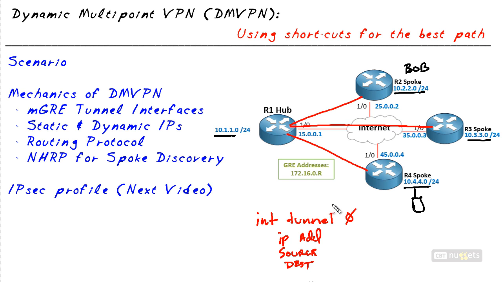And then adding a routing protocol on top of that, the 10.4.4 network could be advertised via the tunnel to R1. R1 could advertise that network to R2. And so Bob's traffic would go like this, over the internet to get to the 10.4.4 network and the server on that network. Now, GRE all by itself is not secure.